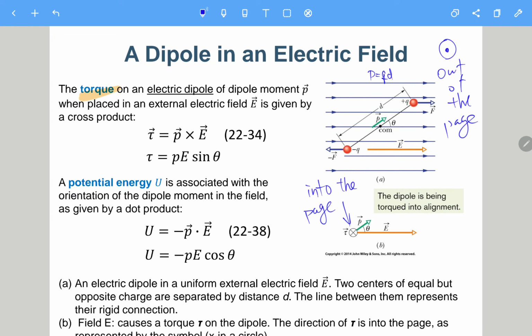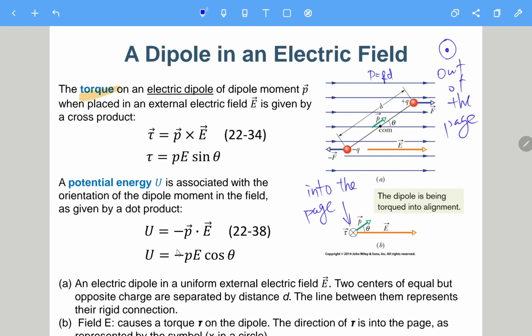So suppose the direction of the torque is into the page, which means that there's something rotating like this, which is clockwise. If it is pointing out of the page, then there must be something rotating like this, which is counterclockwise. Okay, so this is the torque, and we will talk about the cross product later when we talk about magnetism.